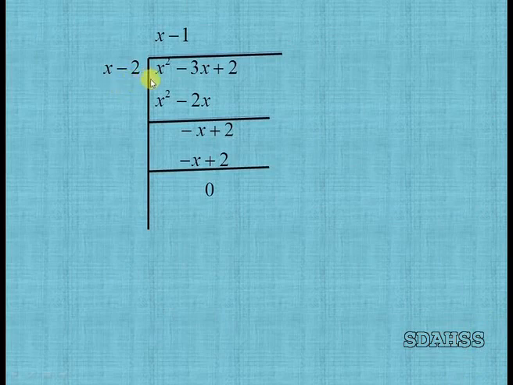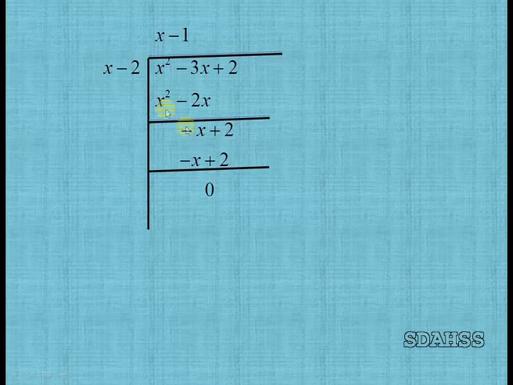x minus 2, x square minus 3x plus 2. Compare and divide, then you will get x. Multiply the whole expression by x, so you will get x into x square, x into minus 2x. Change the sign. If you change the sign, this x square term cancels. This minus 2x becomes plus 2x. Minus 3x plus 2x, minus x. Bring this 2, so minus x plus 2.